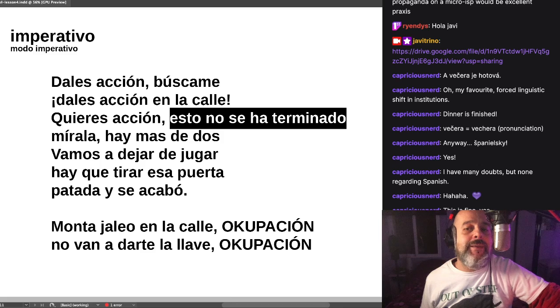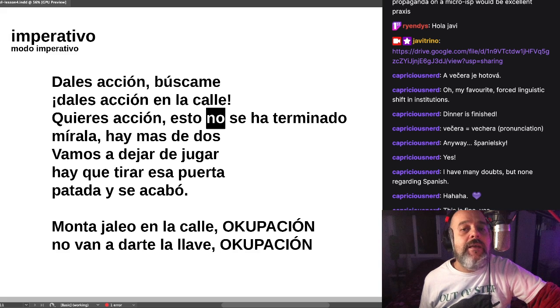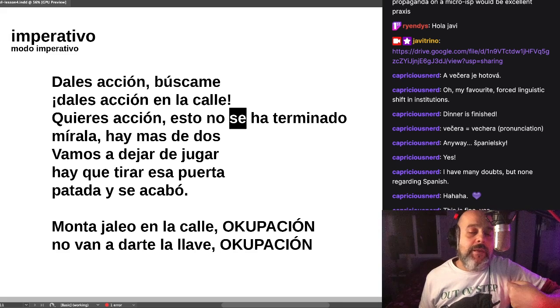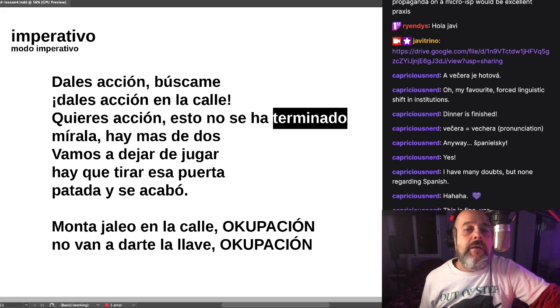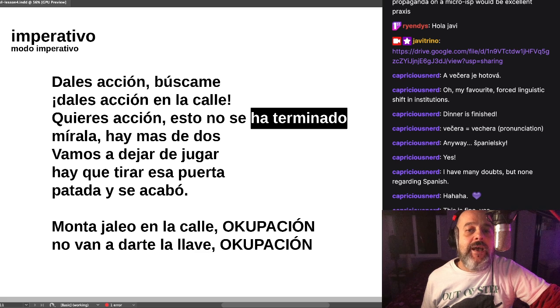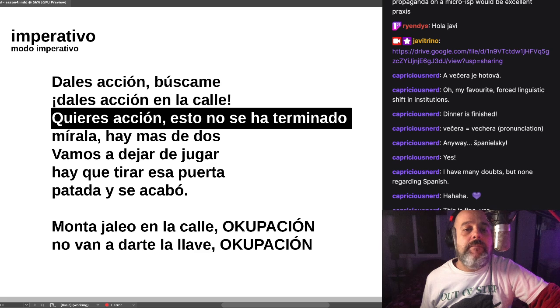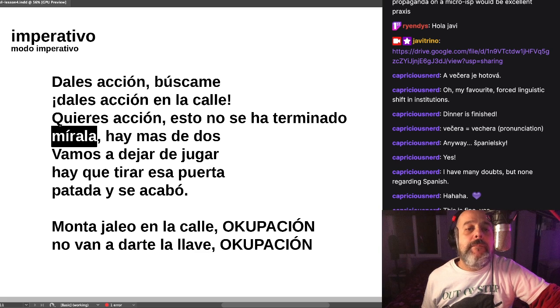It is not explicit in the Spanish sentence, because literally, word by word, it is esto, this, no. Very self-explanatory. Se is like the reflexive, and it's a reflexive that operates on terminado. And ha terminado is the perfect past. This isn't over yet. It hasn't been over. So, do you want some action? This isn't over yet. Look at it. Mírala. Look at her. Hay más de dos.